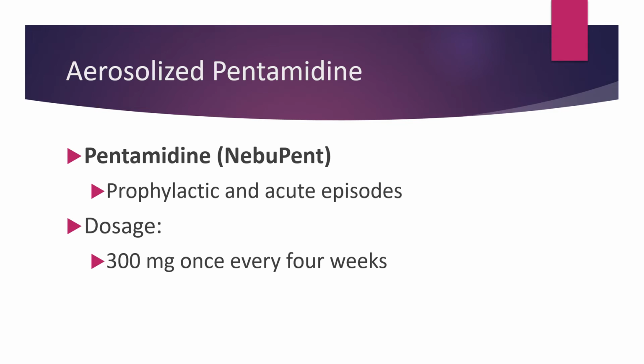So Nebupent, like I said here, aerosolized or nebulized pentamidine is prophylactic, and we can still use it in acute episodes. So if someone comes into the hospital with a PJP pneumonia, you could still nebulize pentamidine or Nebupent to that patient. The dosage here would be 300 milligrams once every 4 weeks. So we can nebulize it still in the hospital, but primarily you're going to see this as a preventative in your outpatient area. Like I said, in our PFT lab, they would come in and schedule that, and we would do it there.